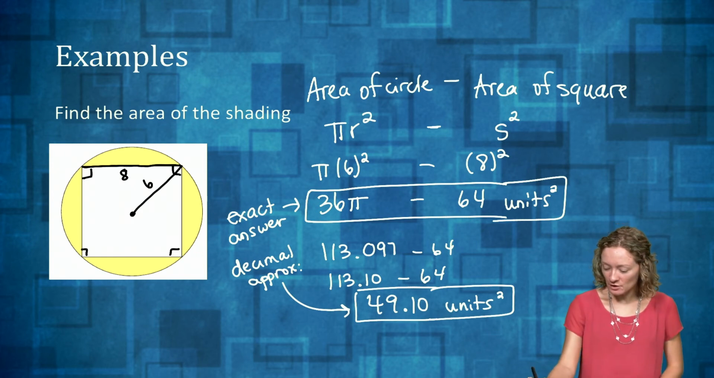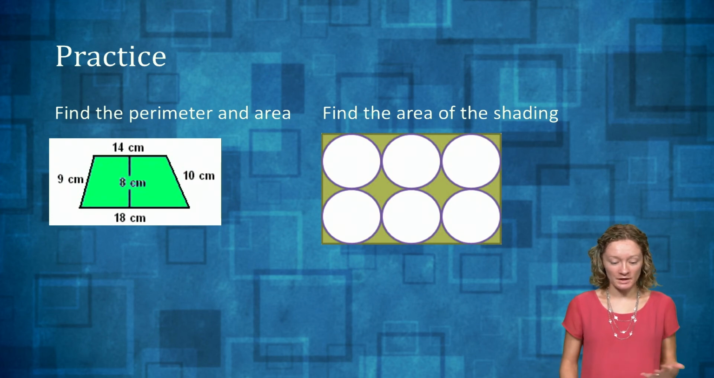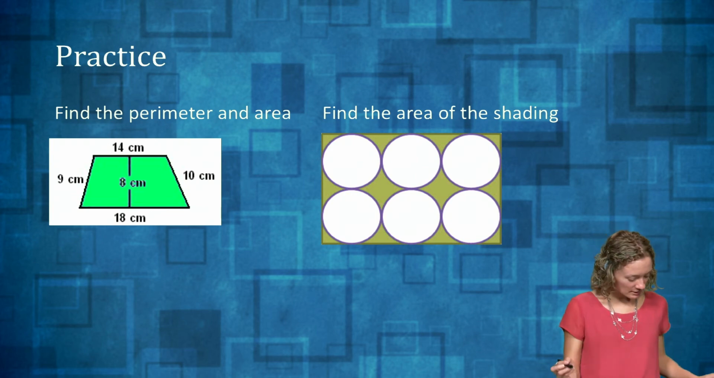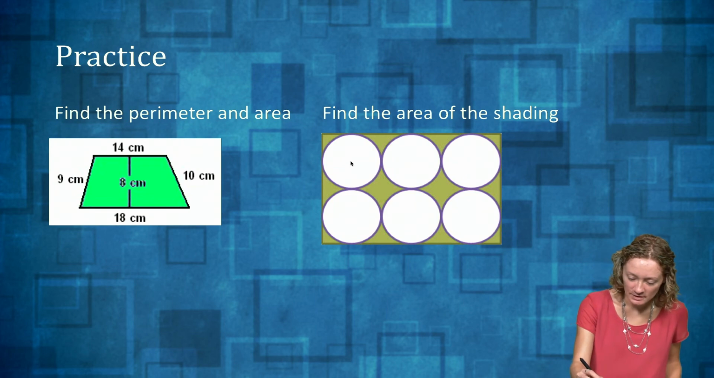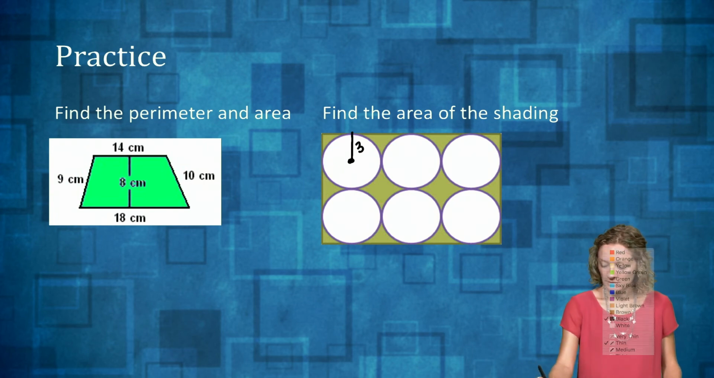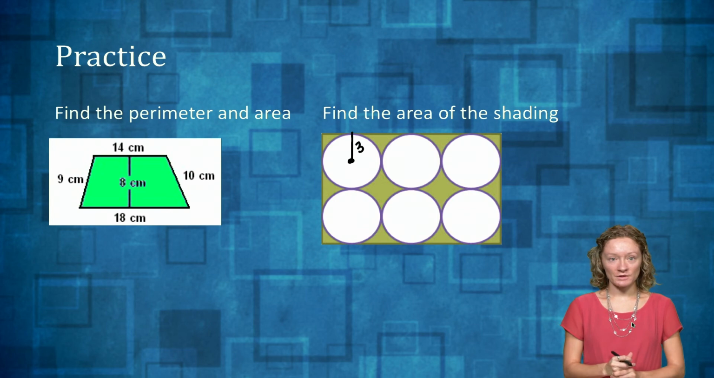All right, so let's go to a little practice then. We have two practice problems. We're doing essentially the same thing. Perimeter and area, you've got the shape given, and then just the area of the shading that's listed here. I need to give you one piece of information to be able to do that. And it's from the center to the outside. It's 3. Okay, so go ahead, pause the video, attempt to work these problems through, and then we'll see if we're on the same page when you're done.